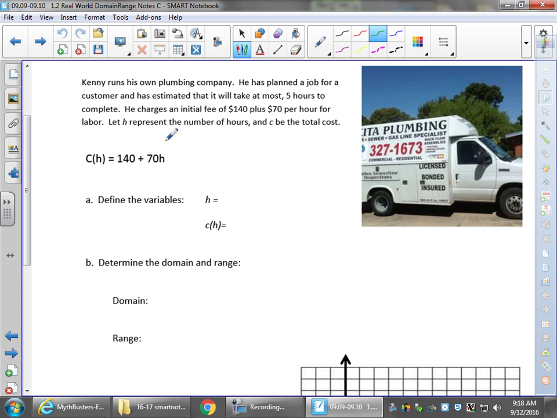So let's put this in a box so we don't lose track of it. We're going to come back and use it later. We're going to put that in a box.